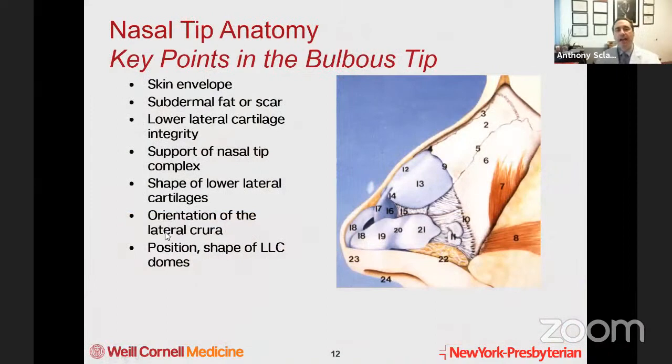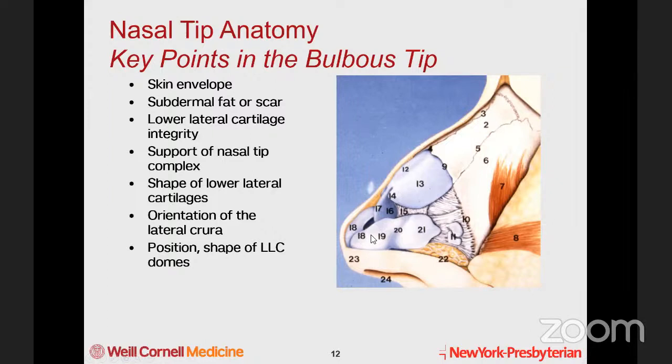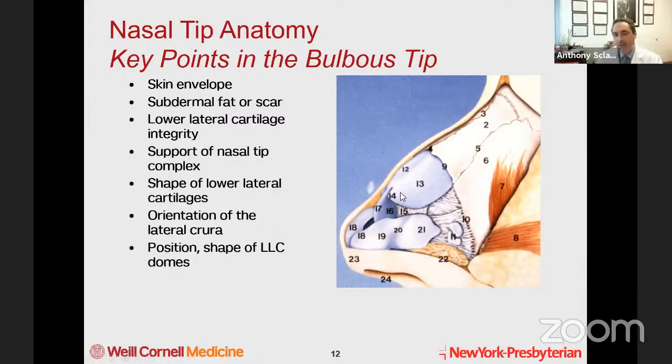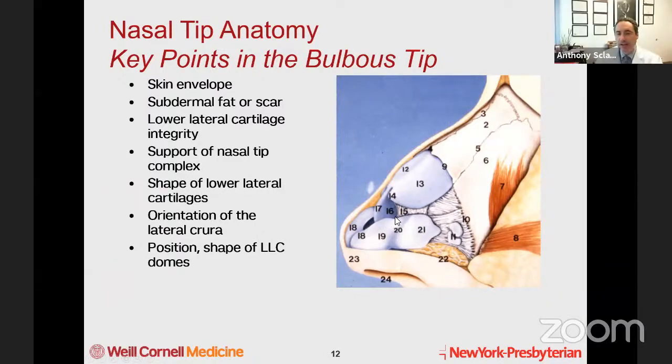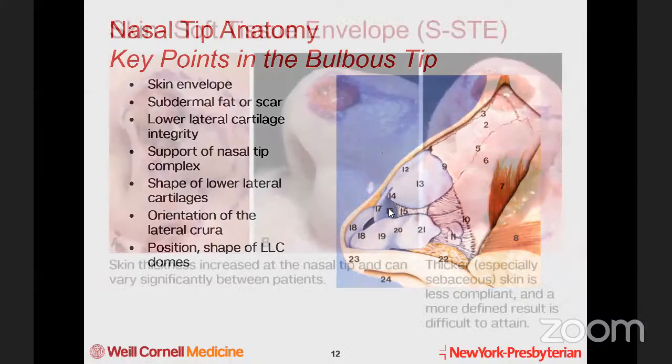If you look at the key anatomic points, again, you should have nice thin skin over the nasal tip. You shouldn't have any subdermal fat or scar. There should be support of this nasal tip complex. The shape should be reasonable. The orientation of the lateral crura should be at least 30 degrees. If you have an angle here less than 30 degrees between the midline dorsum and the long axis of the lateral crura, that crura comes up. It gives a lot of bulk to the tip. You don't see the natural shadowing at the super tip, and it's also actually a very functionally non-productive shape. So that needs to be addressed as well.